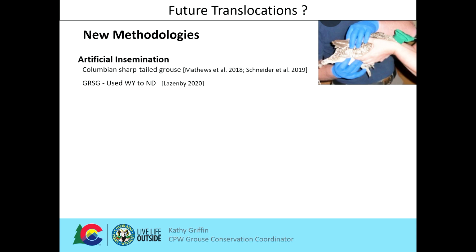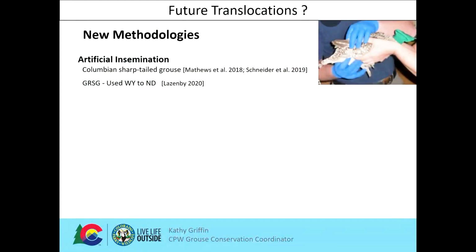It's been tried in Colombian sharp-tailed grouse and did not have very good success. And it has also been tried in greater sage-grouse, when they moved birds from Wyoming to North Dakota recently. The results are still out on that analysis. The preliminary analyses did not show that much of an uptick in these females nesting compared to the resident birds, but further analyses need to be done on that data.